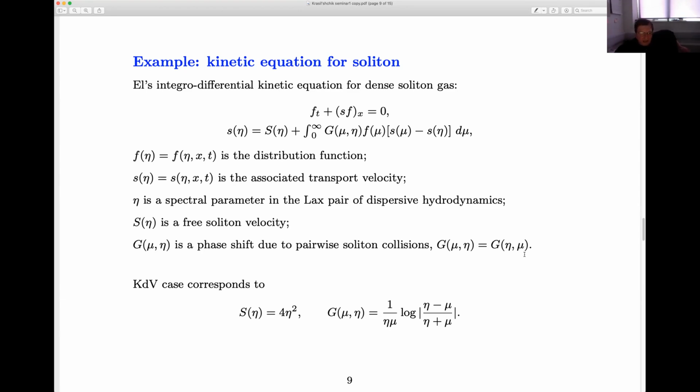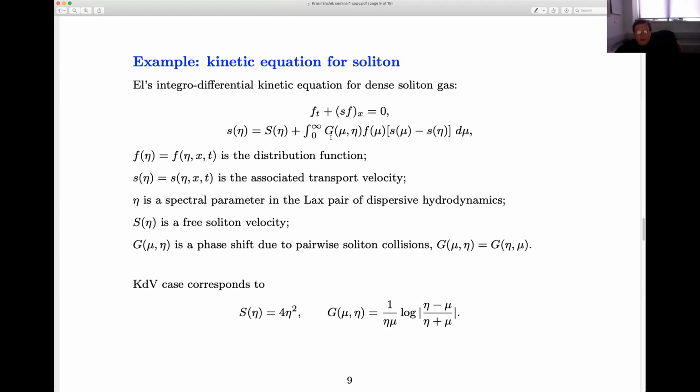So let me summarize again. You start with some integrable PDE, like the KdV equation. Let's take the Korteweg-de Vries equation. Then the soliton velocity is this thing, right? Four eta squared, where lambda eta is the eigenvalue, is the soliton velocity. G of mu eta is the two-soliton phase shift, right? These formulas come from KdV theory.